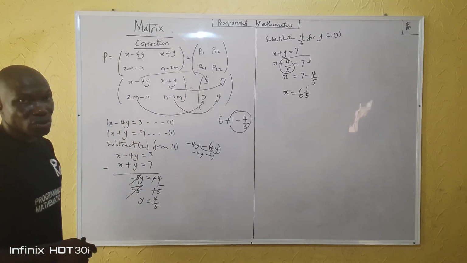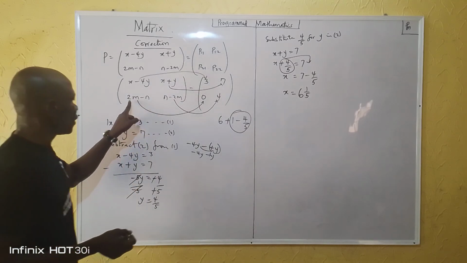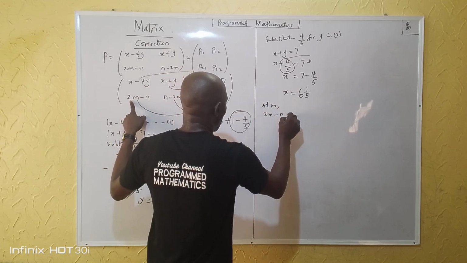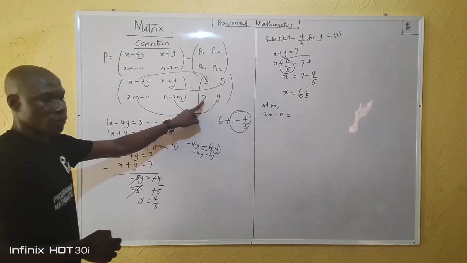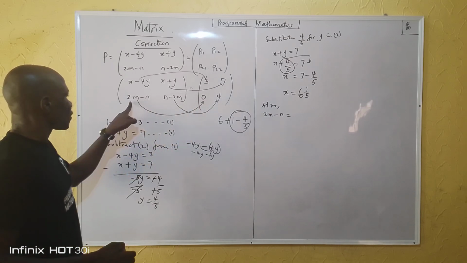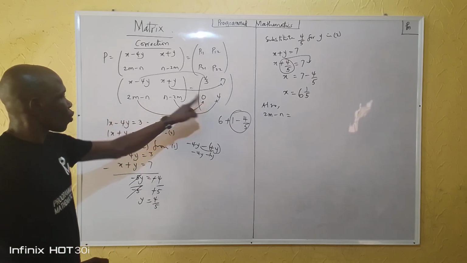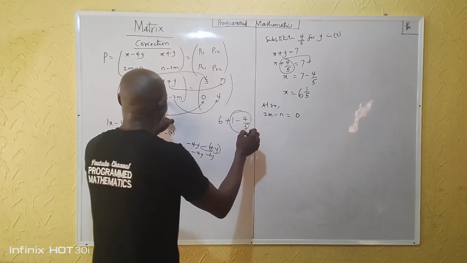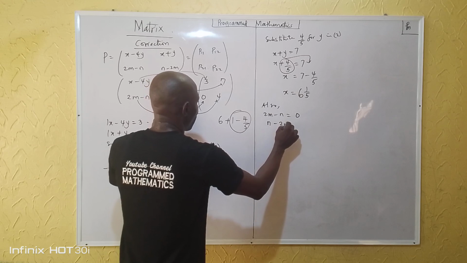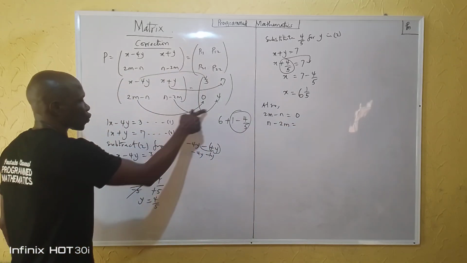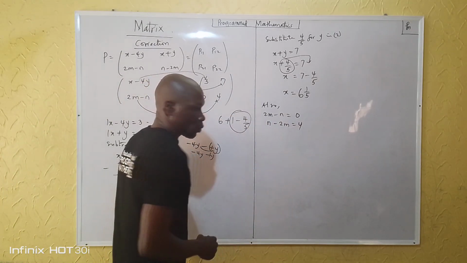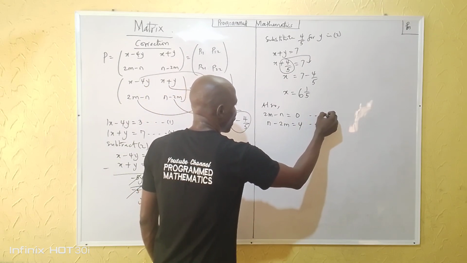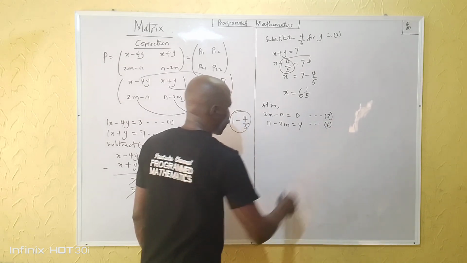Now let's go back to the matrix because we still need to find the value of m and n. Also, we have that 2m minus n is the same as 0. 2m minus n, that's p21. 2m minus n and 0, they are the same, equals 0. And as well, n minus 2m is equal to 4. So if we have to solve this equation as well, this is equation 3 and equation 4.